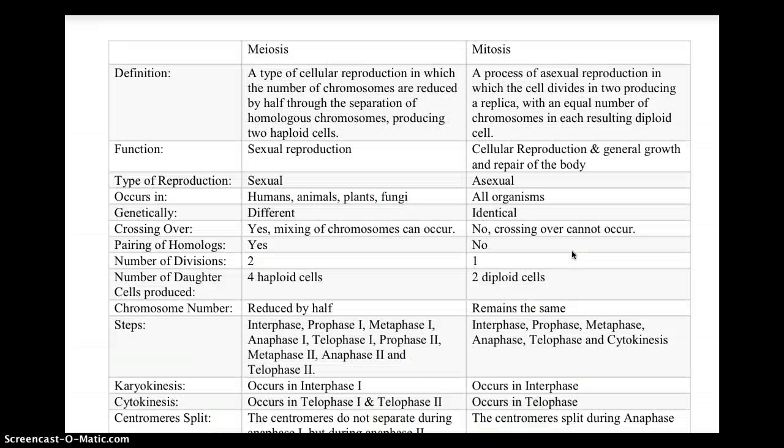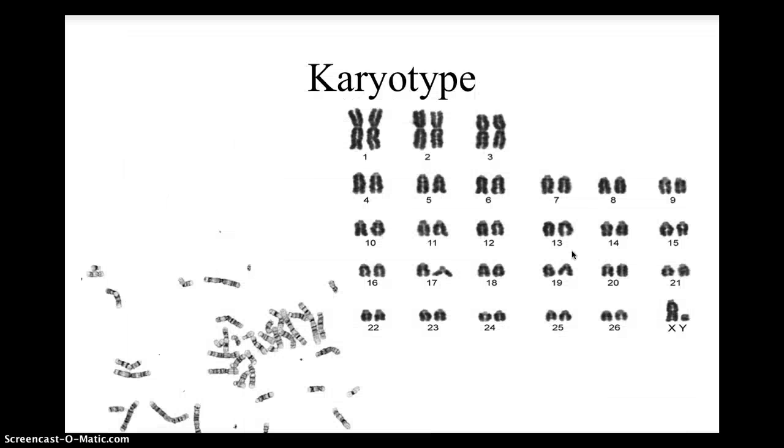This is a chart showing you the differences between mitosis and meiosis. And you can review this and ask me questions. I want to talk briefly about a karyotype. So you can get genetic testing on babies or on fetuses before they're born, and you can get genetic testing of your own cells if you gather cells from your cheek, if you swab it or so forth.